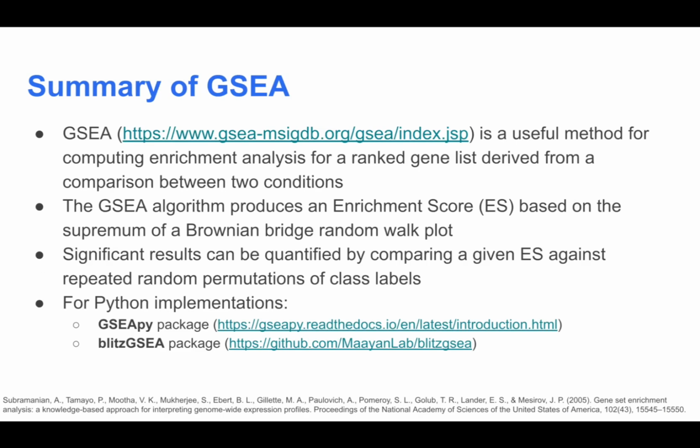So in summary, GSEA is a very useful and very popular tool for computing enrichment analysis for a ranked gene list that's usually derived from a comparison between two conditions. The GSEA algorithm produces an enrichment score that's based on the supremum of a Brownian bridge or random walk plot. Significant results can be quantified by comparing that given enrichment score against repeated random permutations of class labels and the enrichment scores obtained from those permutations.